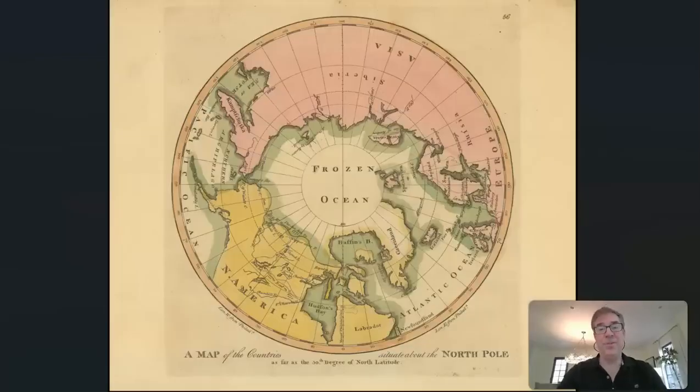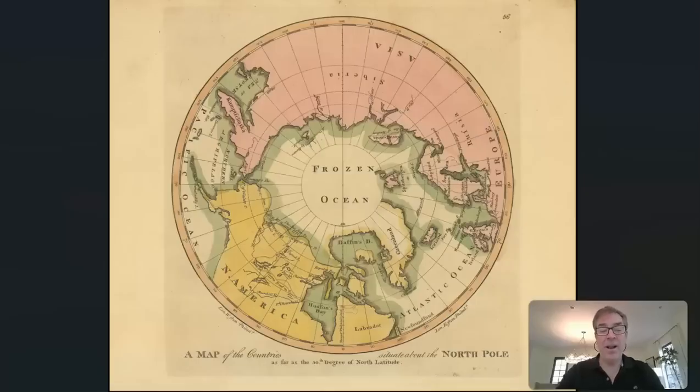So now we get to the 1800s, and suddenly we start to see that these maps, even though they show Greenland still attached to North America with the way it's drawn, all of a sudden at the North Pole it's just frozen ocean. There's no land there. Suddenly, all this land has disappeared. The land of Jesus has disappeared from the maps as we get into the 1800s.